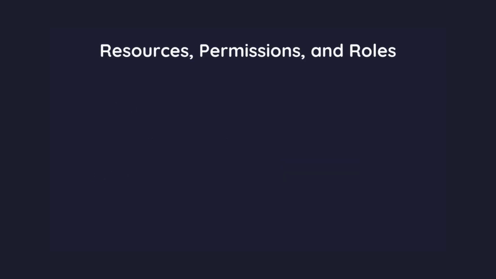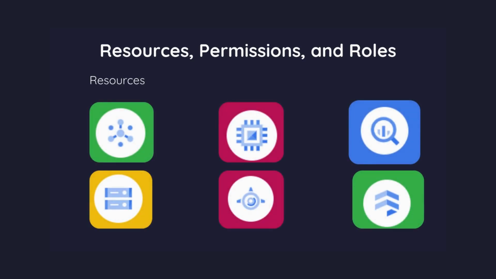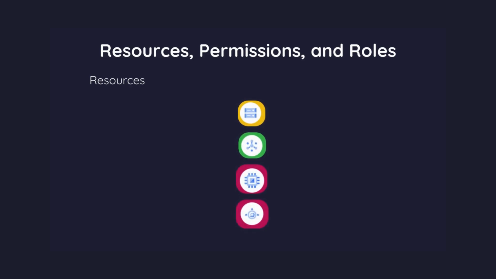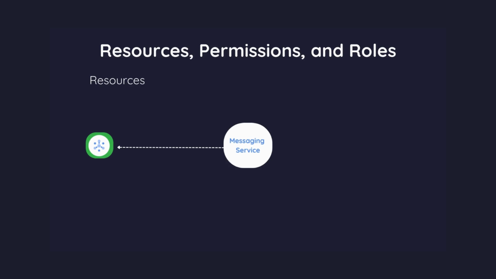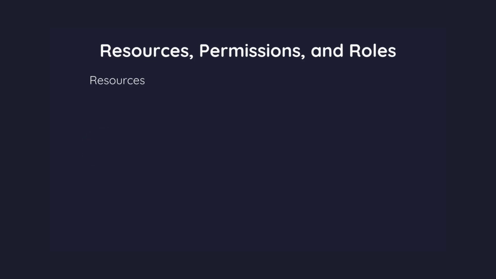In IAM, we deal with resources, permissions, and roles. Resources are entities within Google Cloud that can be managed and interacted with. They are the building blocks of your cloud environment. Cloud storage buckets are the storage locations for your data. Pub/Sub topics are the messaging services for building event-driven systems. App Engine applications are the managed platform for building scalable web applications. These are all examples of resources.